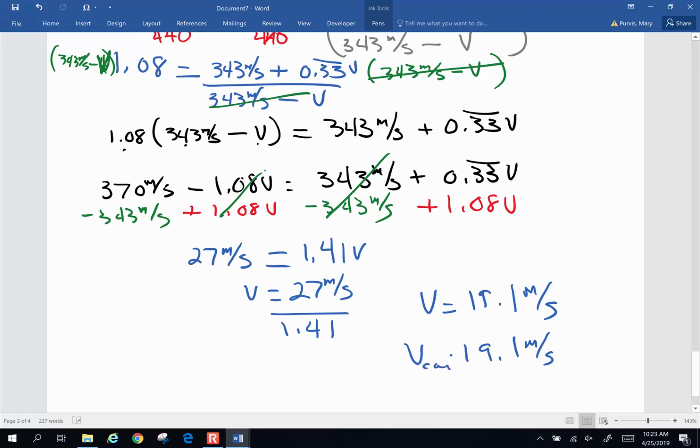And that makes sense. How fast is that? That's 45-ish miles per hour. That's a logical answer for the velocity of a car.